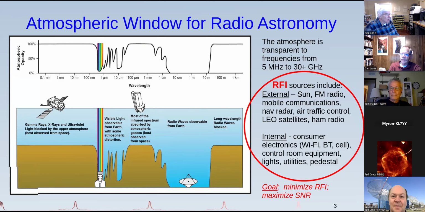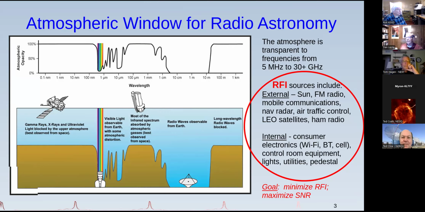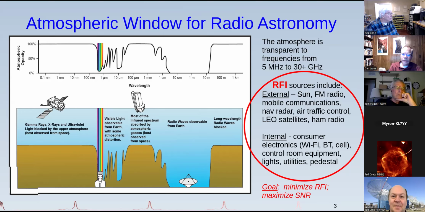The atmosphere is transparent to frequencies from roughly 5 megahertz to 30 gigahertz. And with the dish at Haswell, we can do a few hundred megahertz up to maybe 8 or 10 gigahertz. The whole focus on this slide, I want to talk about RFI. Ray and I have spent more time analyzing noise and chasing RFI than we have spent on pulsars.